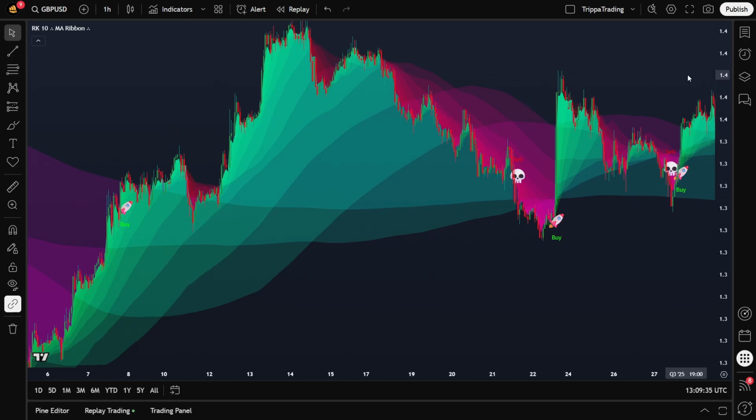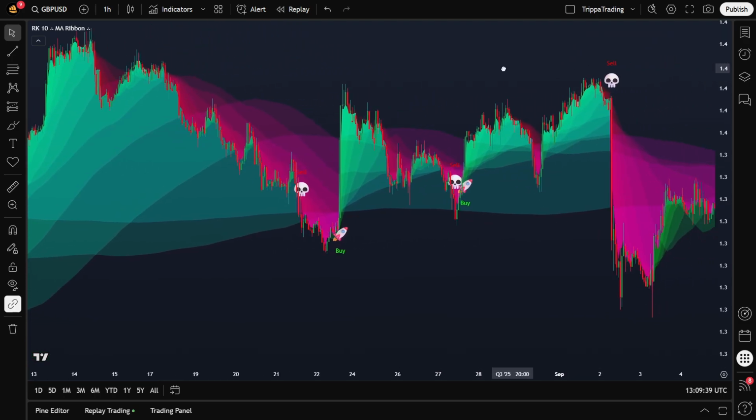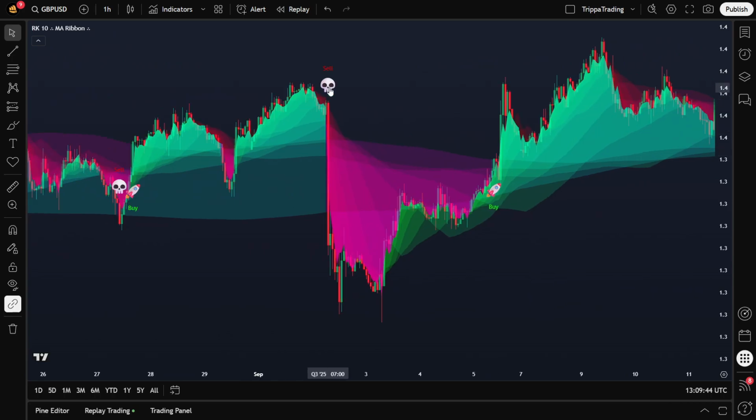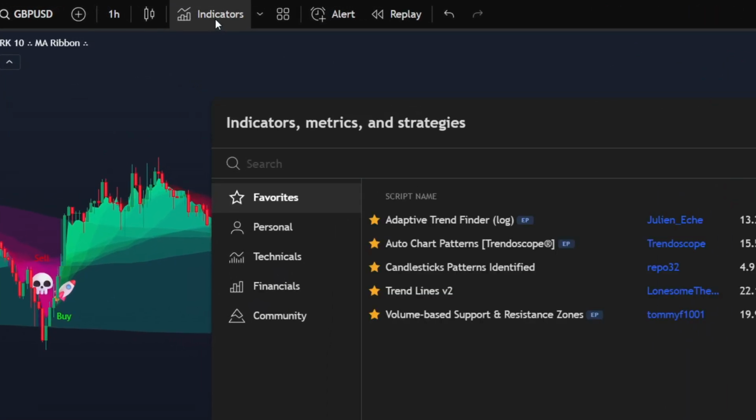When the ribbon is fully green, focus on buy trades. And when it's fully purple, focus on sell trades. When it's messy and mixed colors, step aside to stay completely on the safer side, or lower your risk. Now to improve this even more, let's combine it with another indicator.